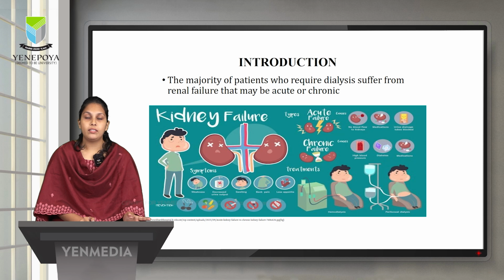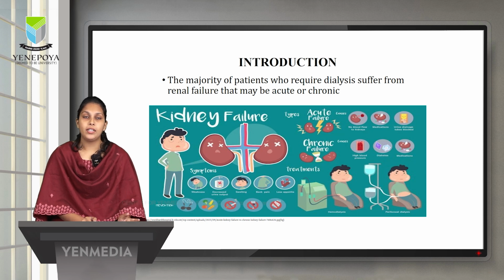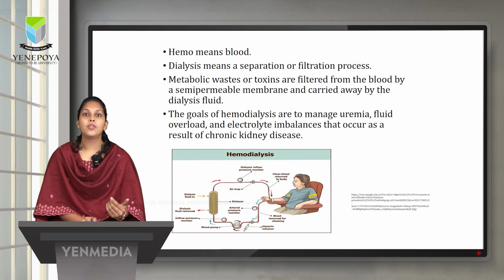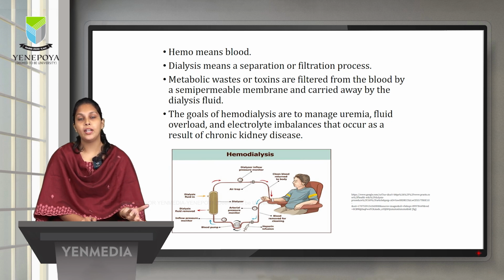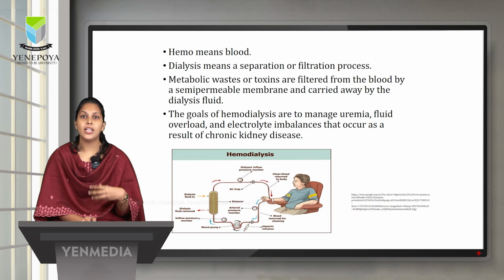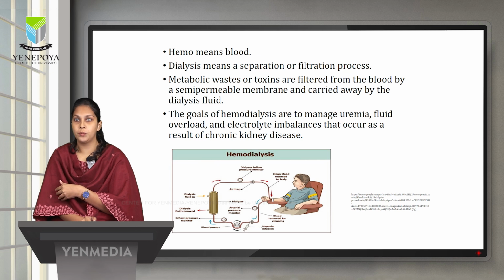There are different renal replacement therapies, that are dialysis and transplantation. In dialysis, there are two types: one is hemodialysis and the other is peritoneal dialysis. So I am going to concentrate on hemodialysis. Hemo means blood, and dialysis means separation or filtration process. In hemodialysis, blood is removed from a patient's body and circulated through an extracorporeal circuit, that is outside the body, and it is cleaned and returned back to the patient's body.